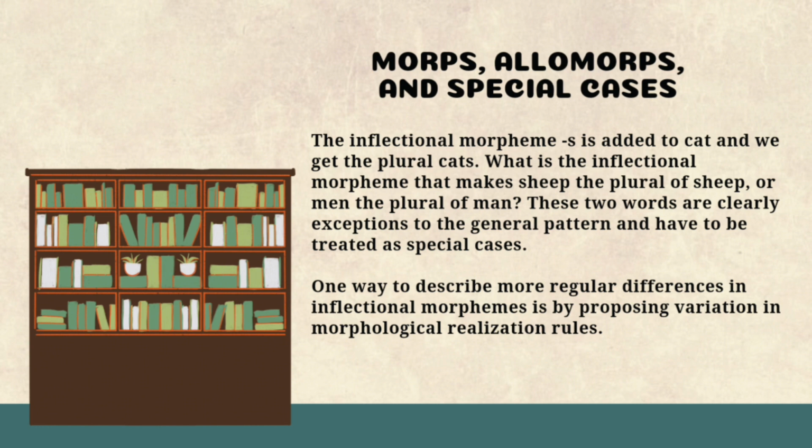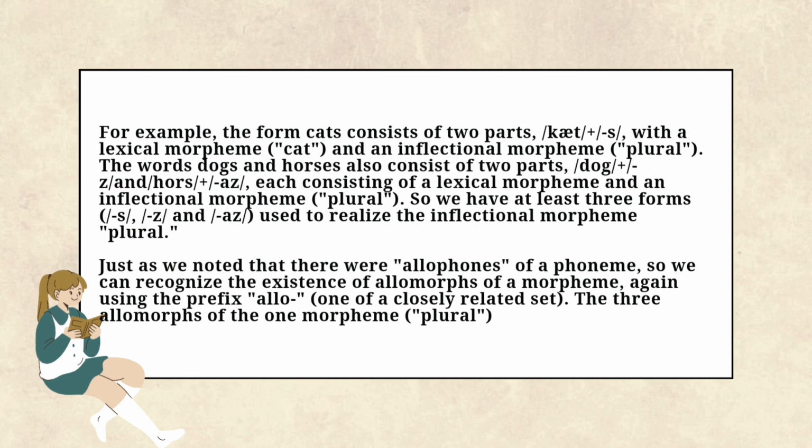One way to describe more regular differences in inflectional morphemes is by proposing variation in morphological realization rules. For example, the form cats consists of two parts, cat and s, with a lexical morpheme cat and an inflectional morpheme plural. The words dogs and horses also consist of two parts, dog and horse, each consisting of a lexical morpheme and an inflectional morpheme plural. So we have at least three forms, s, z, and iz, used to realize the inflectional morpheme plural.